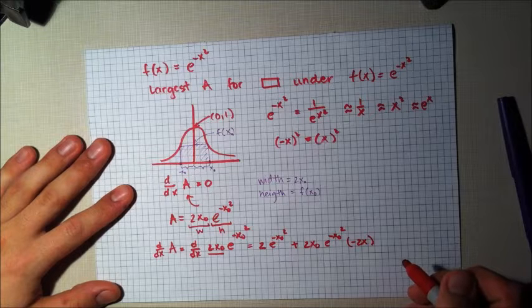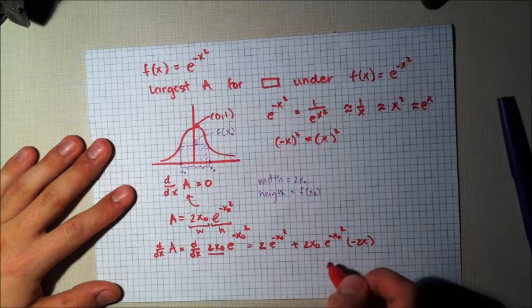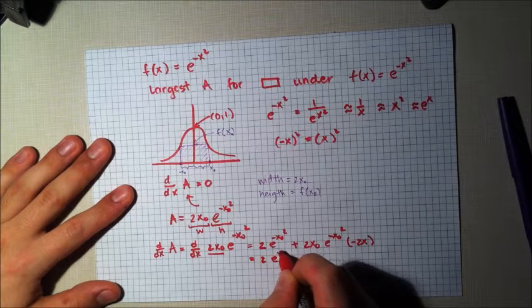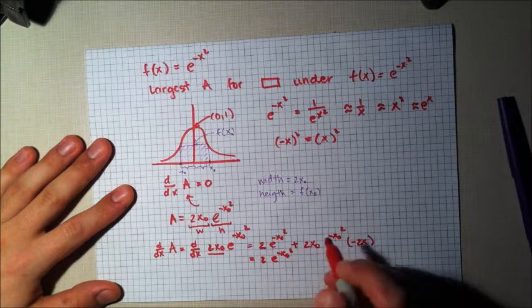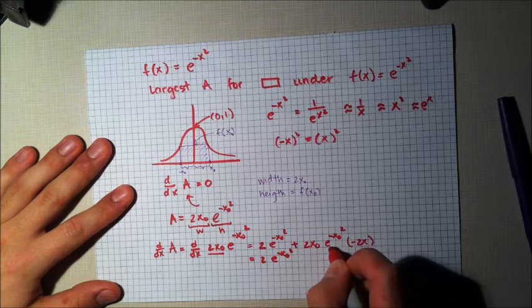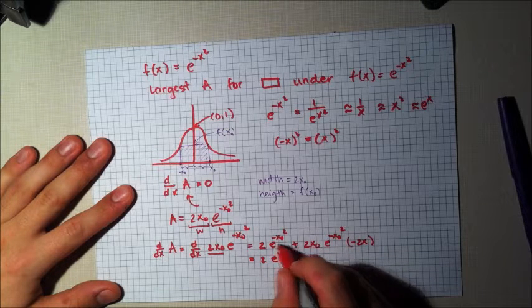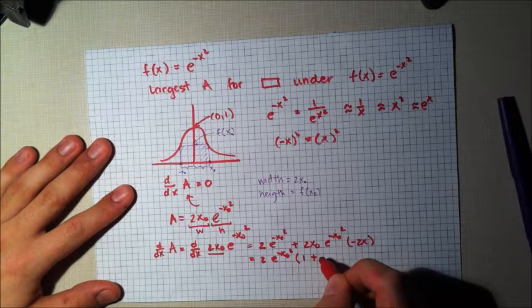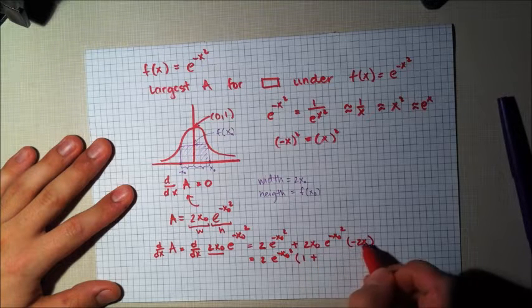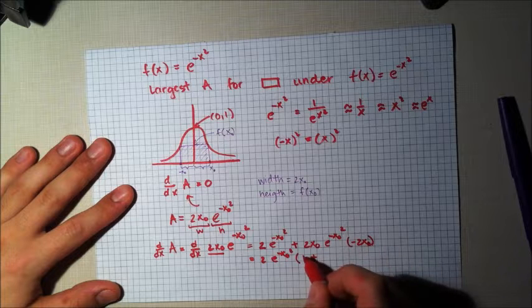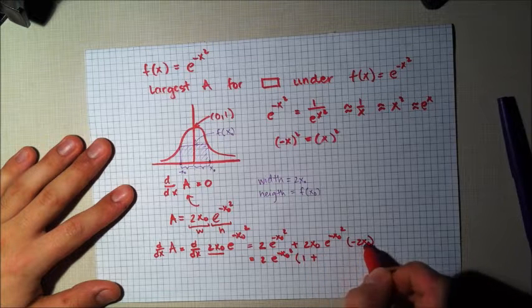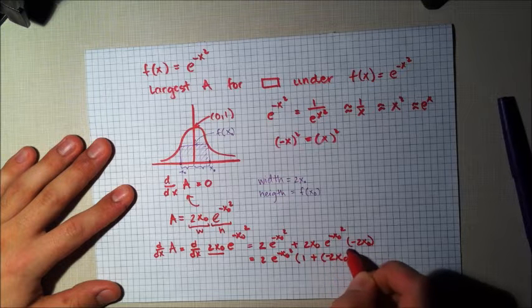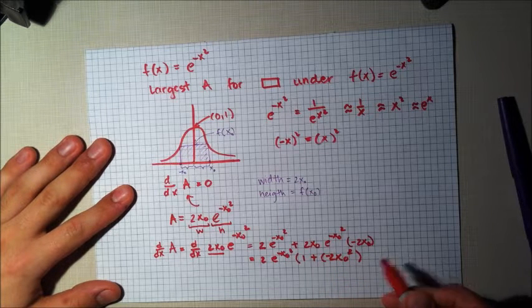Alright? Now let's see if we can factor anything out. Yes, we can. So we're going to have 2e to the negative x naught squared. That's our common factor. We're going to have 1 left here. Sorry, this is also x naught. So we're going to have an x naught times negative 2x naught, which is going to be negative 2x naught squared. Alright?